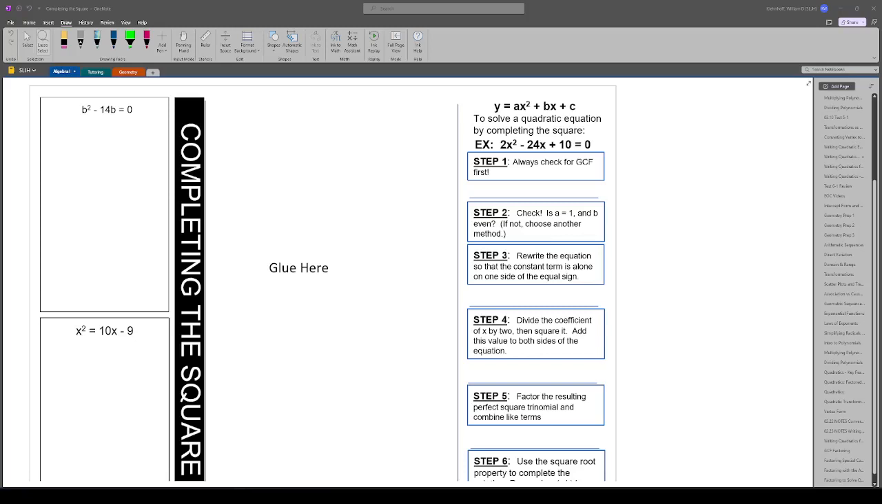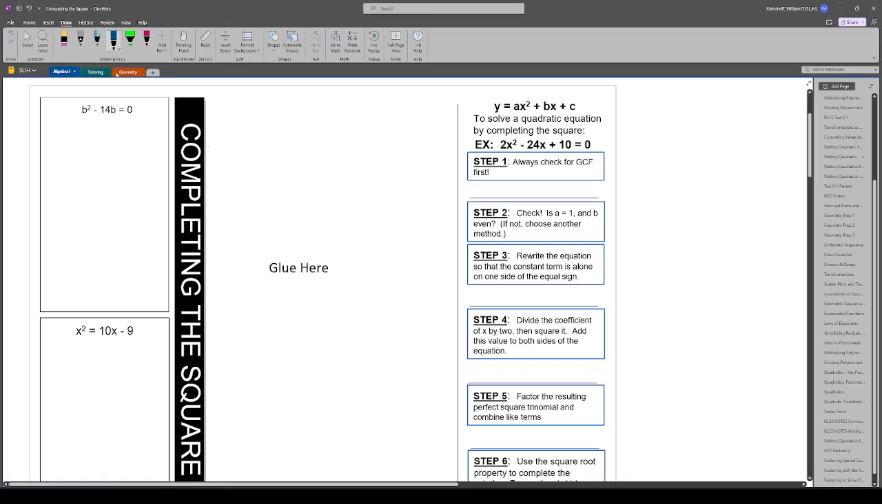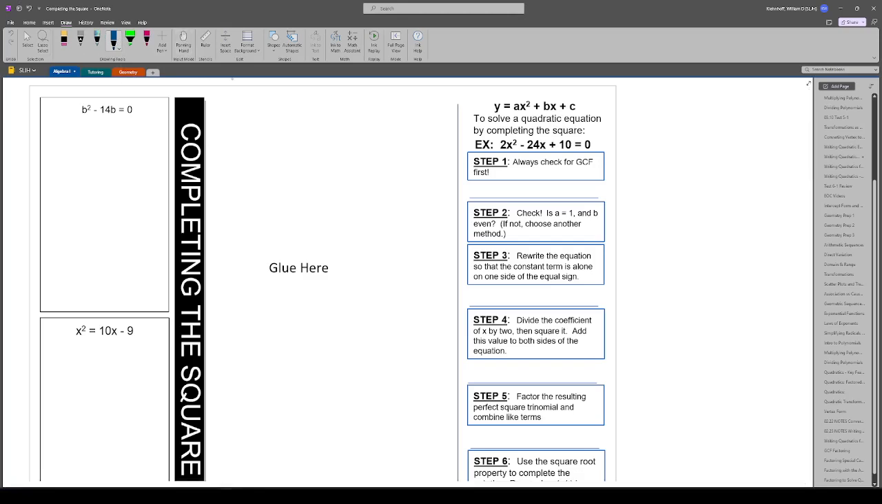Today's topic is another way to solve quadratic equations that we should try after factoring. So if factoring doesn't work, then we have a method called completing the square, which is a really nice way to solve some quadratics. So first of all, we haven't really talked about when you can and can't use factoring.